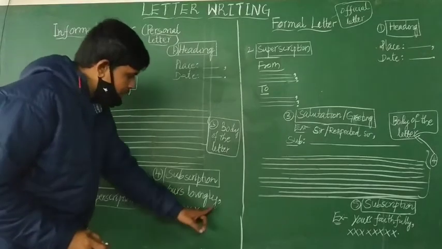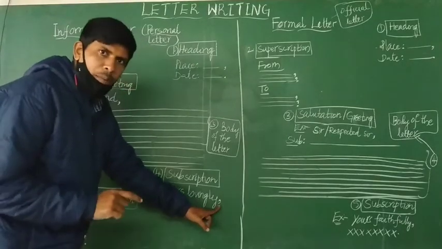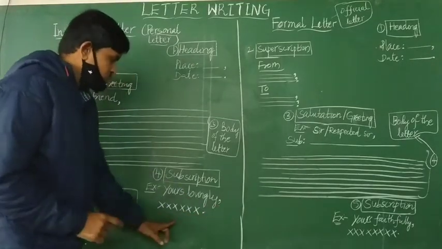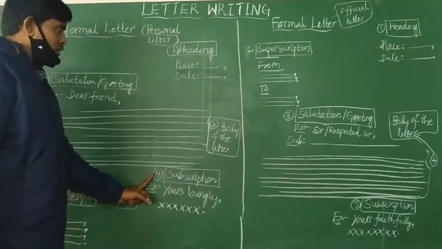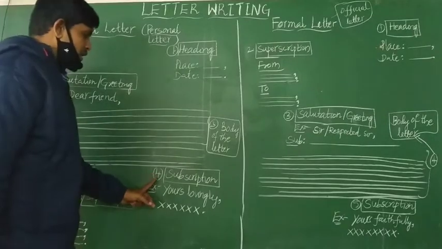After the subscription we have to keep a comma. Keep that in your mind. Afterwards write your name, then keep a full stop. This is the fourth step of a personal letter or informal letter.